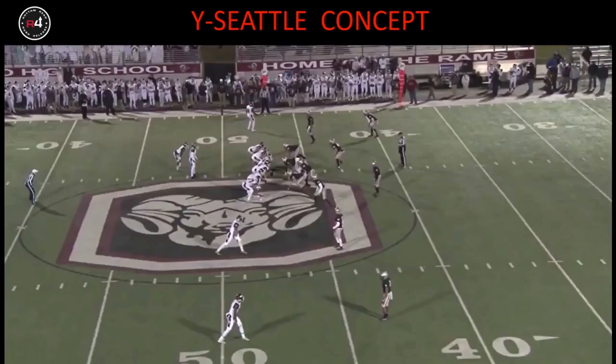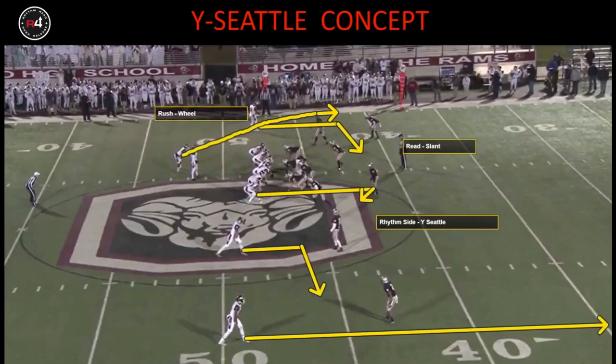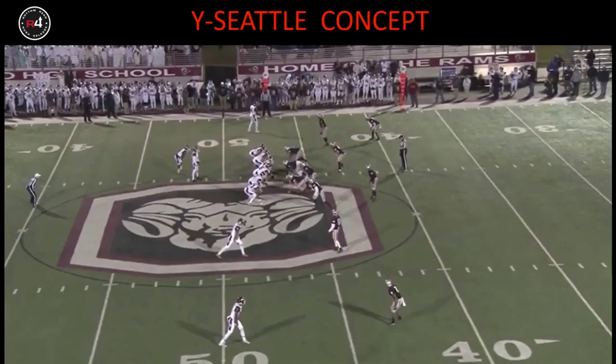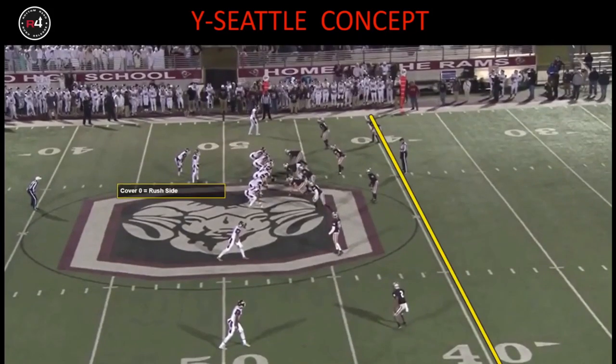Here is another example of the Frisco tag. The base progression for the quarterback is to rhythm the stick side, read the glance, and rush the wheel. However, the defense is playing cover 0 here. This is blitz coverage. This should alert the quarterback that he will not have enough time for a full field progression with 5-man protection. In this situation, he should find the best matchup to the rush side and throw it on the last step of the drop.